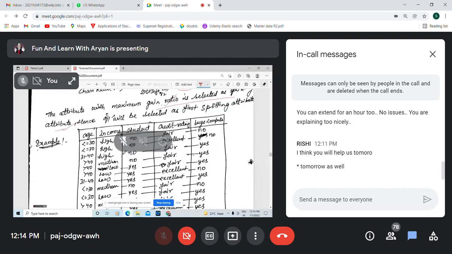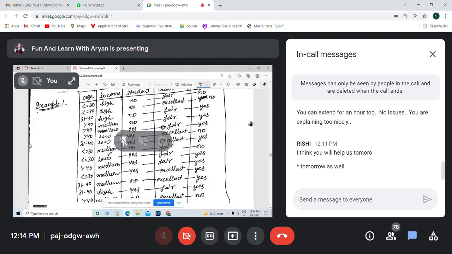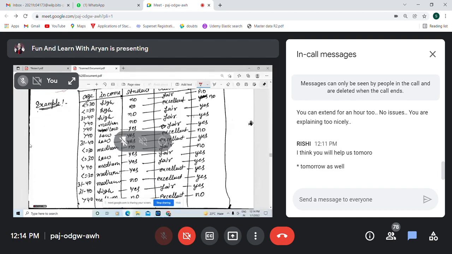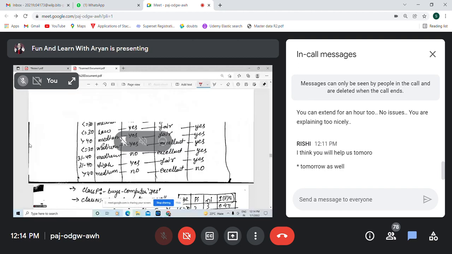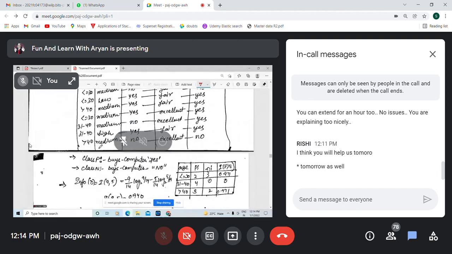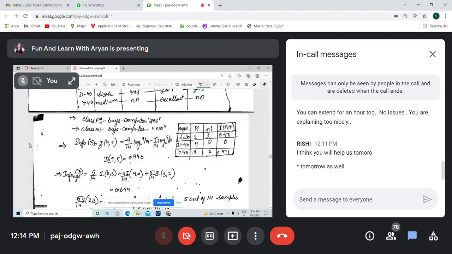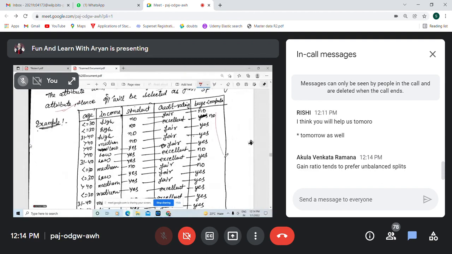Now, this is another problem. This is just a different type of problem. Here if you see, we are calculating. So this is a problem from a previous mid-sem. It was given. Okay, here if you see, this is the table. This is your target class. Now they will ask you to calculate which is the best split: age or income or student or credit rating.